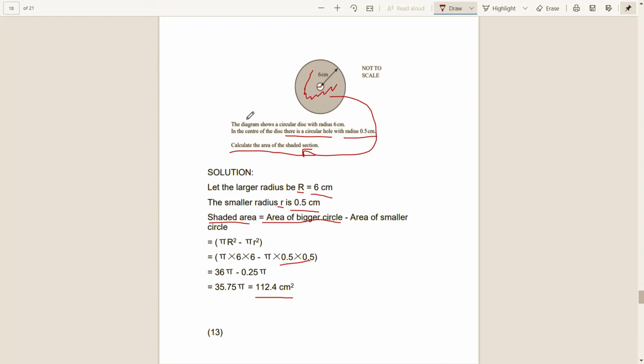Right? Read this question. These types of questions are to be read again and again to be understood. The area of the bigger circle minus the area of this circle will give us this area, the shaded area.